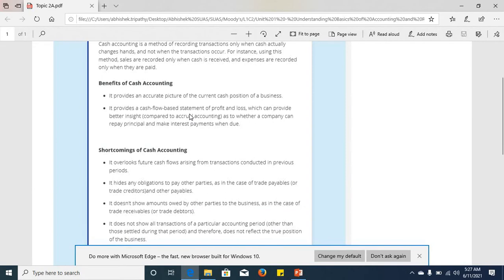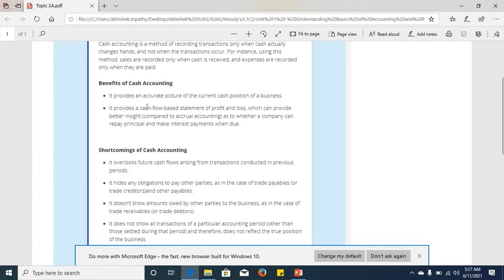Benefits of cash accounting: it provides an accurate picture of the current cash position of the business. So it mainly deals with the inflow and outflow of cash rather than the timing of the transaction. According to the cash method, the revenue will be realized only when the cash is received. It is not done when the ownership or title is transferred.